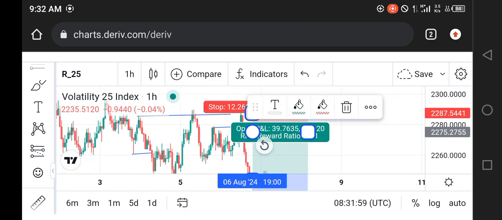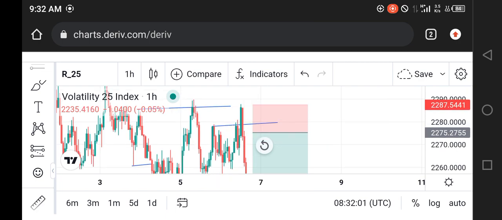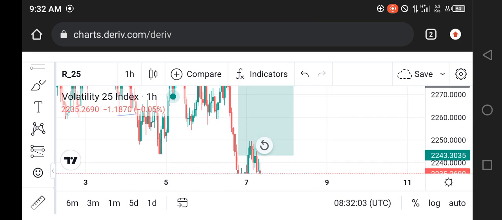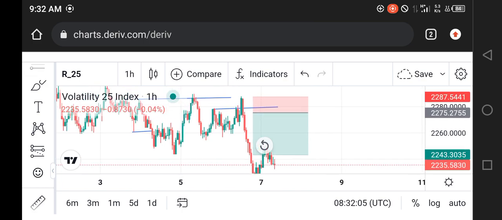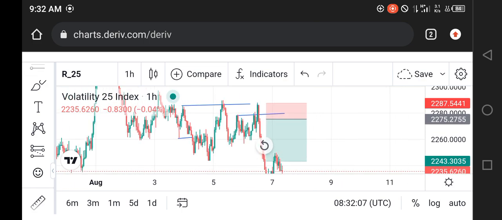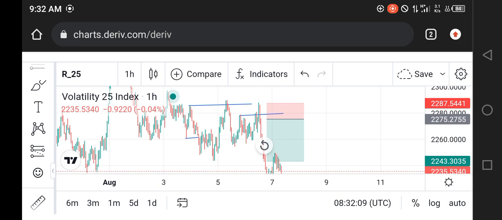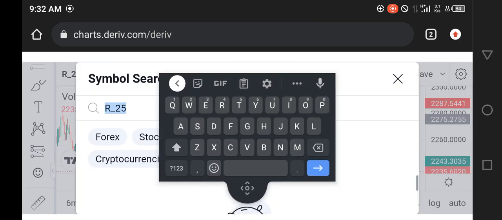I'm not actually able to see this right now because I'm on mobile. But as you can see here, it is a very good risk to reward ratio. So this is exactly how you actually do this. But if you think this only works on this pair, let's go to another pair and actually check it out.